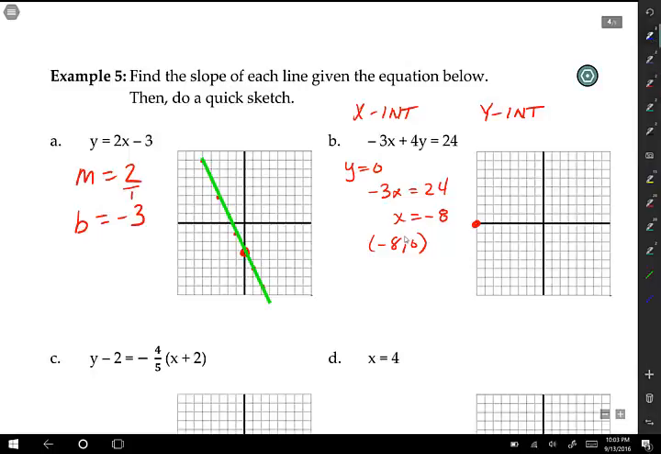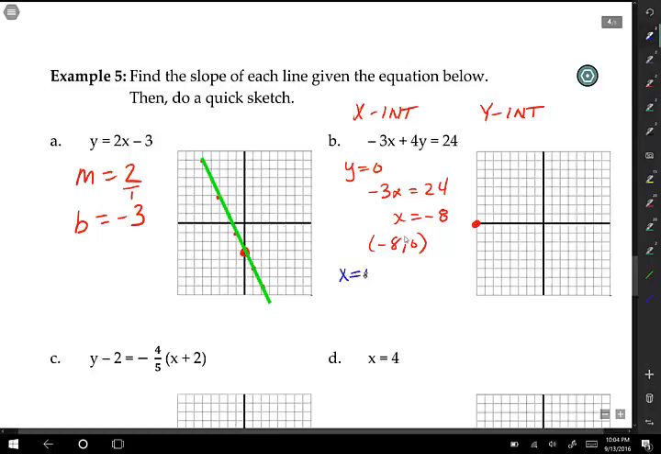The y-intercept is where x equals 0. And if x equals 0, we're left with the equation 4y equals 24, which gives me y equals 6. That's the point 0, comma 6. 1, 2, 3, 4, 5, 6. And just that quick, we've got our line.